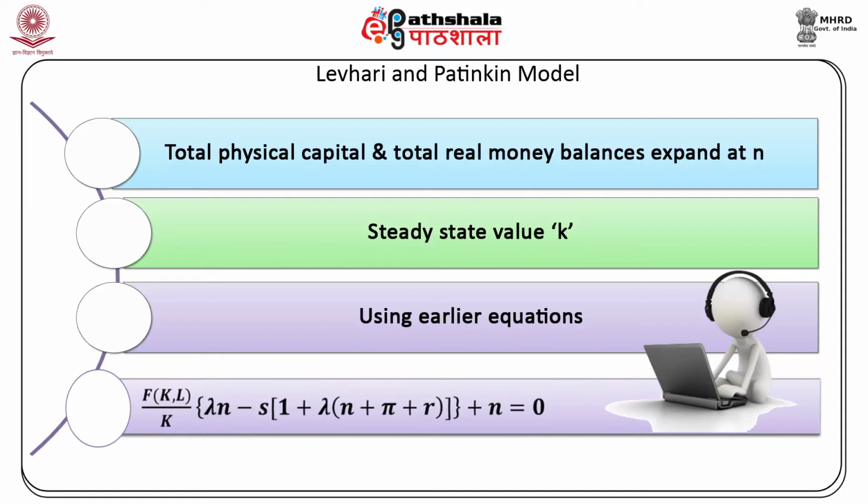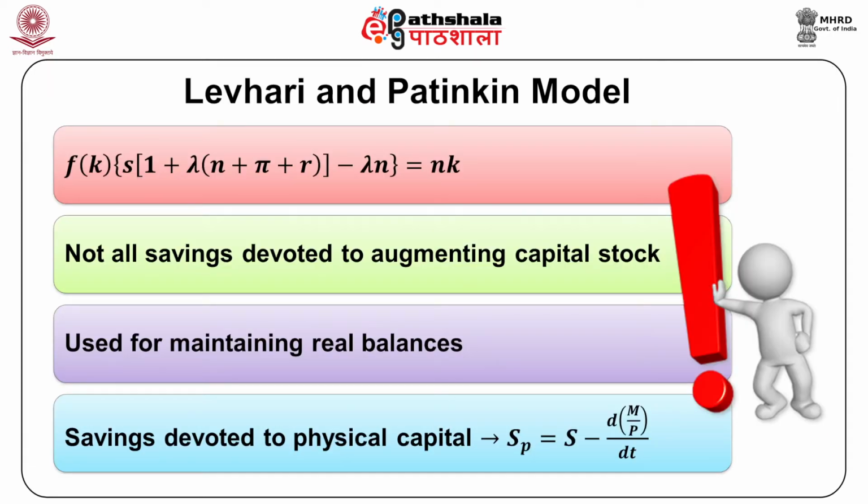Now it is important to find the steady state value of k. This can be found using earlier equations. We obtain f_k, l upon k multiplied with lambda n minus s, which is multiplied with 1 plus lambda into n plus pi plus r, and this component is added with n, which is equal to 0. Using earlier equations, we get f_k into s into 1 plus lambda into n plus pi plus r minus lambda n is equal to nk.